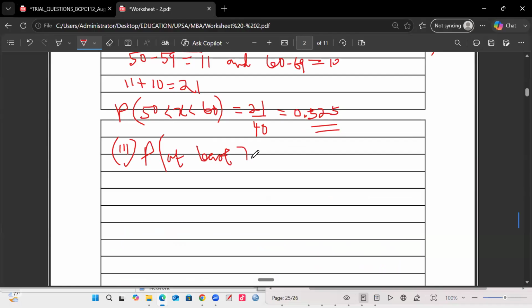At least 70 units. Or you can write it this way: probability, in brackets, X is greater than or equal to 70. Meaning 70 is part of it; you start from 70 and go on. So you can write either one. Then what are the figures we have there?